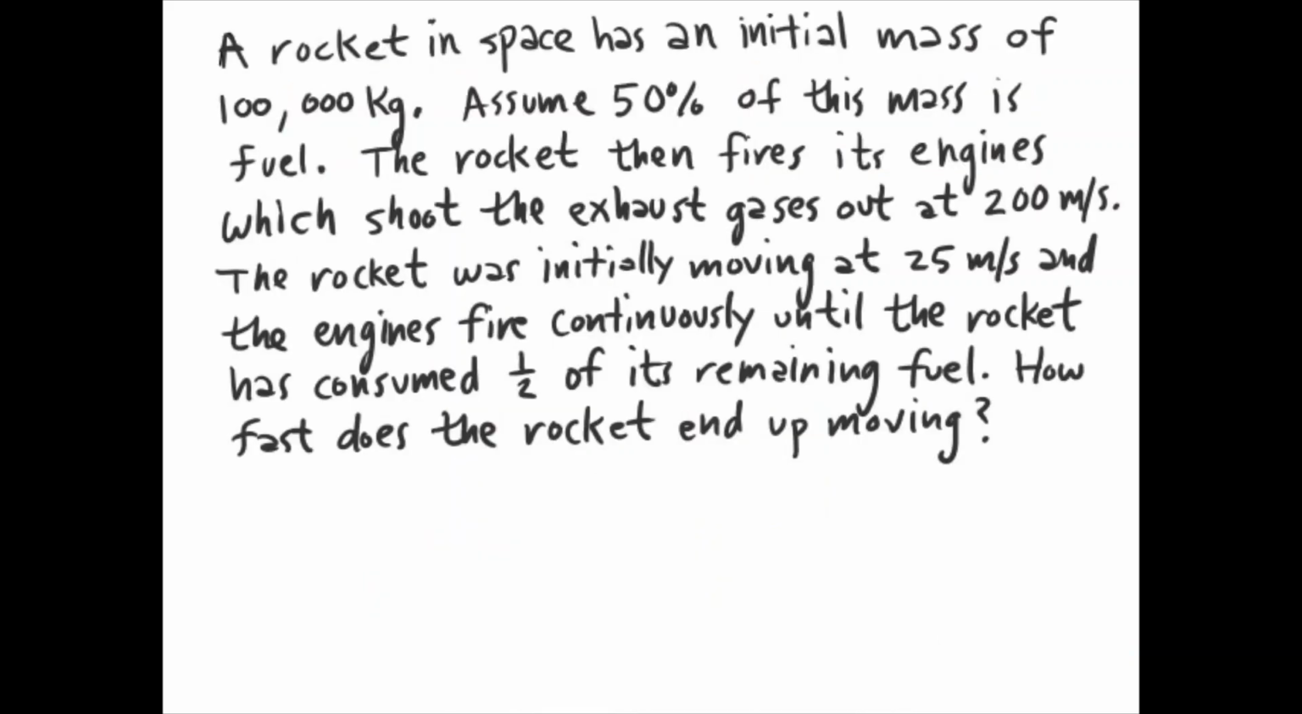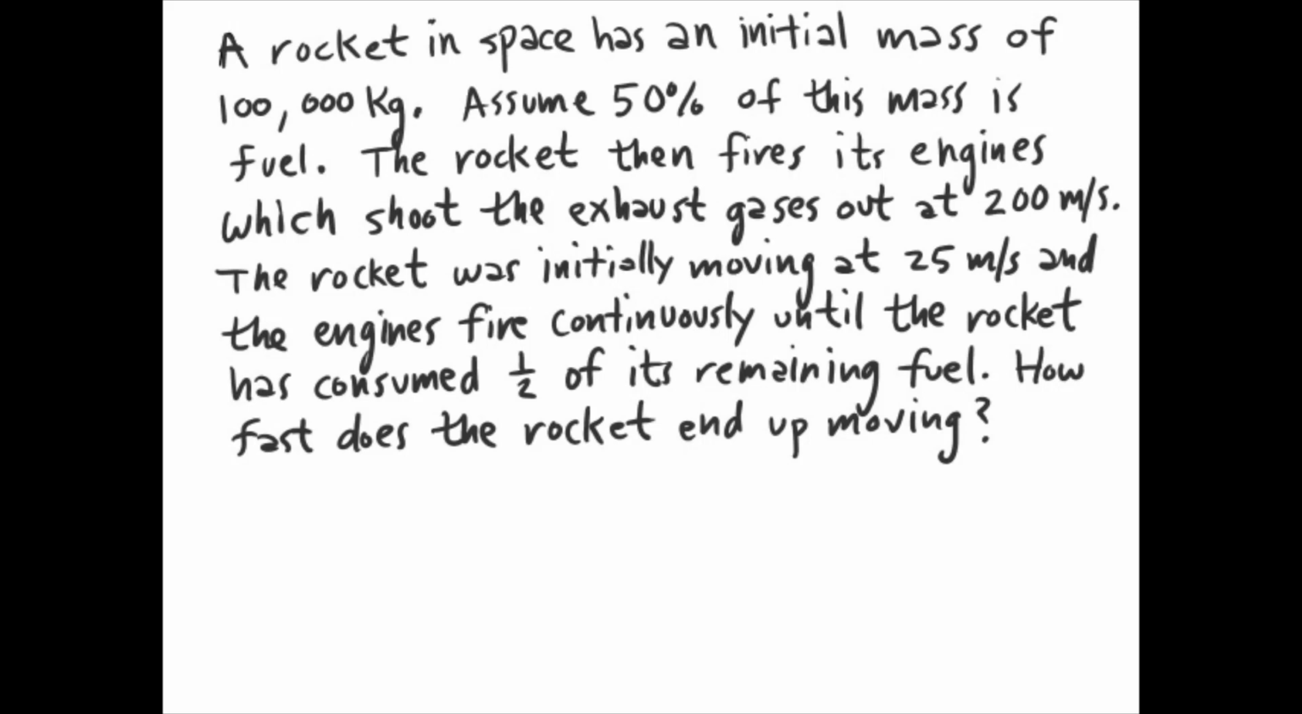Okay, so here's an example that we want to solve using that equation we just derived, and let's take a look and see what we've got here. It says we have a rocket in space. It has an initial mass of 100,000 kilograms. Assume 50% of this mass is fuel. The rocket then fires its engines, which shoot the exhaust gases out at 200 meters per second. The rocket was initially moving at 25 meters per second, and the engines fire continuously until the rocket has consumed half of its remaining fuel. How fast does the rocket end up moving?